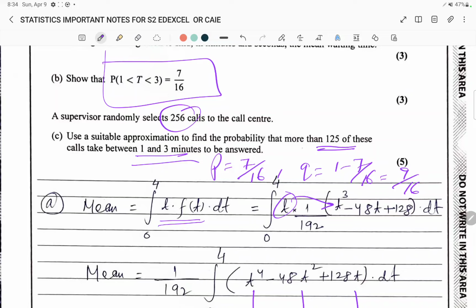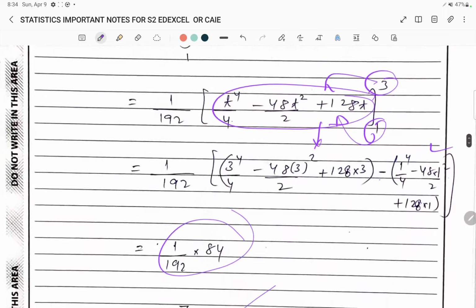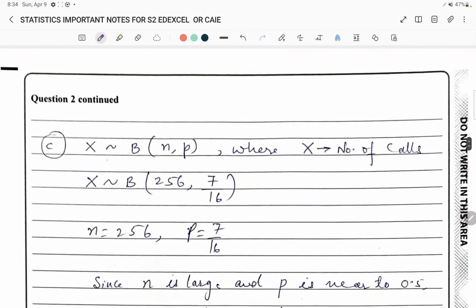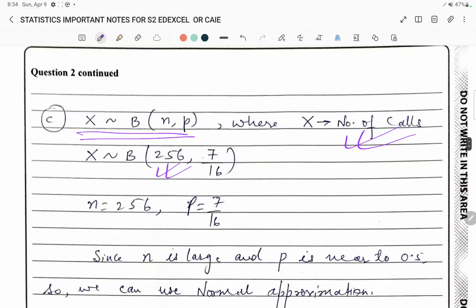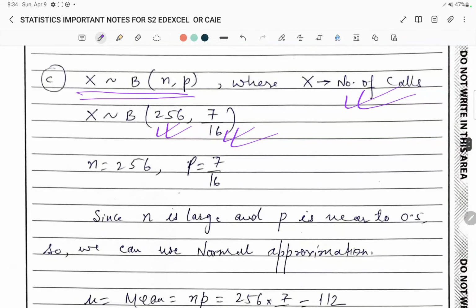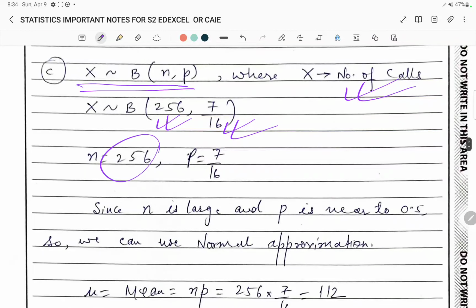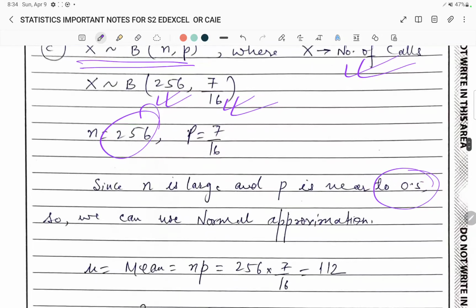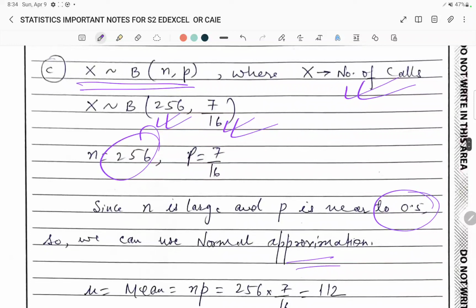And you can say a supervisor selects 256 calls to the call center. So I think in the binomial way we can write 256 comma P. So X, the number of calls, is binomial with n equal to 256 and P equal to 7 over 16, and since n is large and P is near 0.5, we can use normal approximation, right?